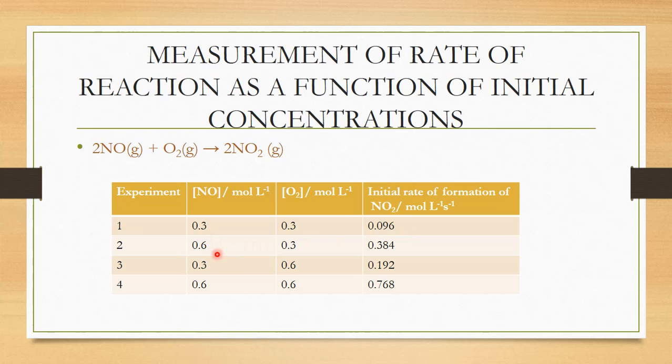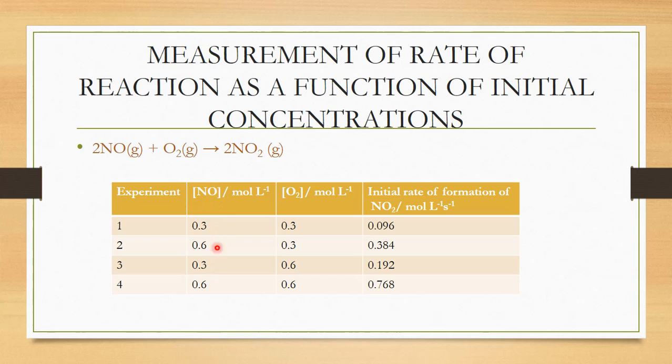Concentration of NO was doubled. You can see here concentration of NO is doubled from 0.3 to 0.6, but concentration of oxygen was kept the same. Then it was found the rate also changes. Can you guess? Yes, the rate has become 4 times. What has happened? On doubling the concentration of NO, with oxygen kept constant, the rate has become 4 times. What does it mean? It means rate is proportional to the square of the concentration of NO.